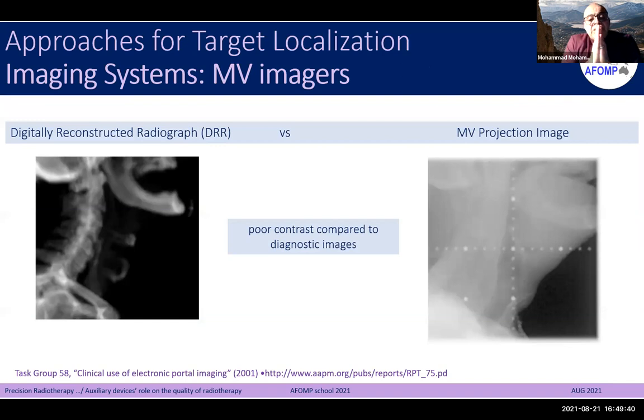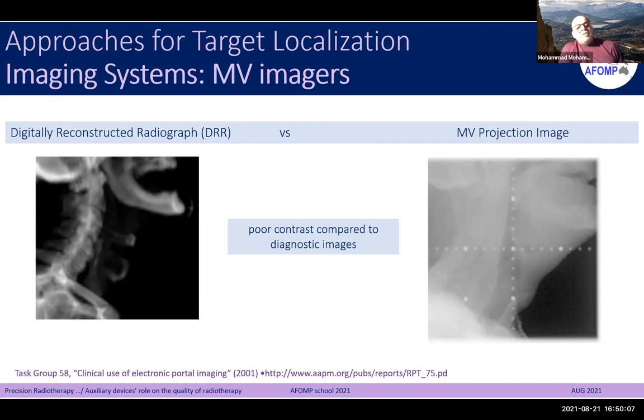But for imaging, we are not just using the CT imager for planning. Some sections of images through the plan can be used as a beam's eye view, as Dr. Parsai mentioned, or room's eye view, and digitally reconstructed images, which are compared with the image projections acquired during treatment. And you can compare.